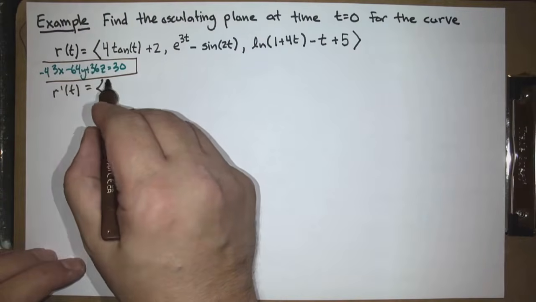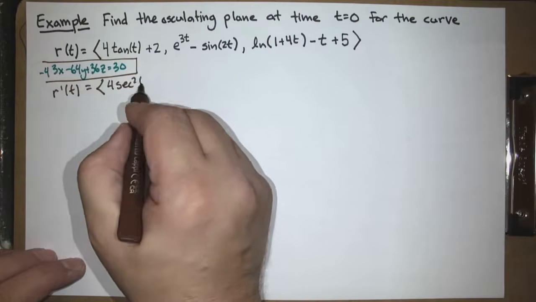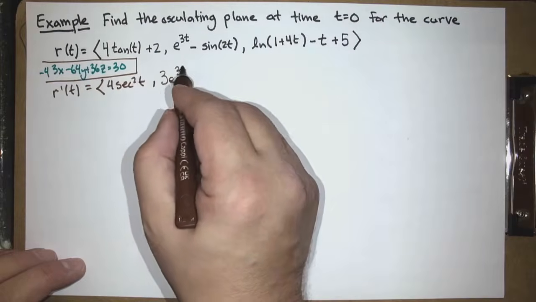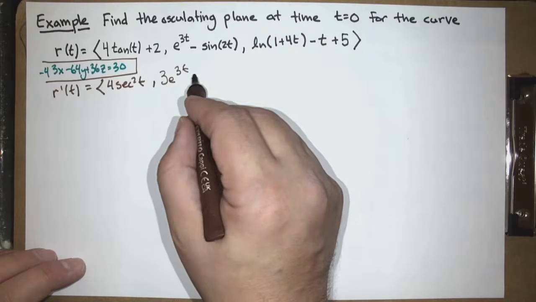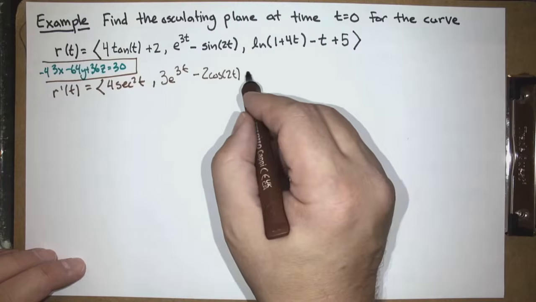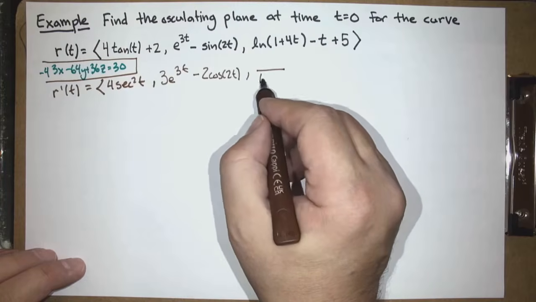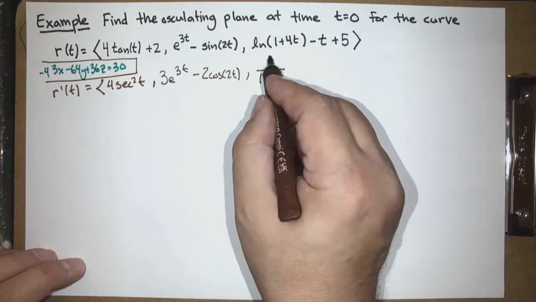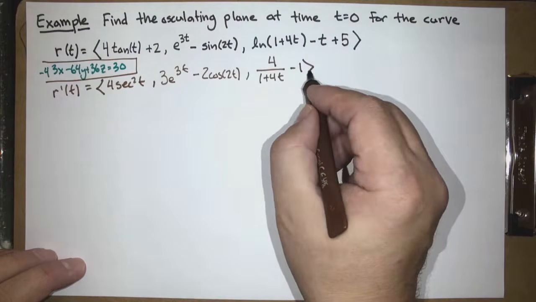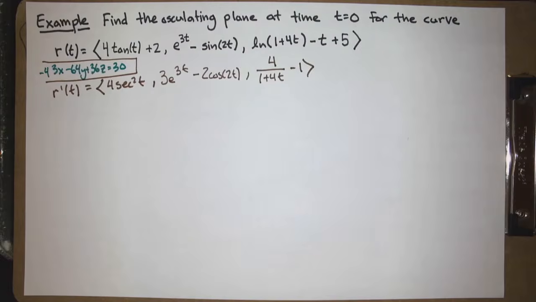So, derivative of tangent, secant squared. The 2 is a constant. Derivative of e to the 3t, 3e to the 3t. Derivative of minus sine 2t, minus 2 cosine of 2t. Derivative of log: I put whatever's inside the log downstairs, and the derivative of that goes upstairs. So 4 over 1 plus 4t, and a minus 1. All right, that's the first derivative.